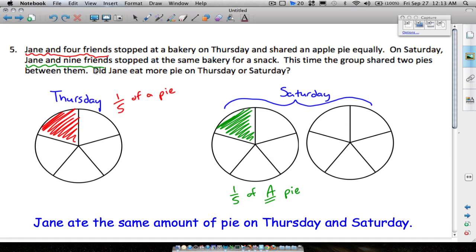Kind of tricky there because you might be assuming by the question, did Jane eat more pie on Thursday or Saturday? Hey, she ate the same amount of pie. Be careful with your fractions there.